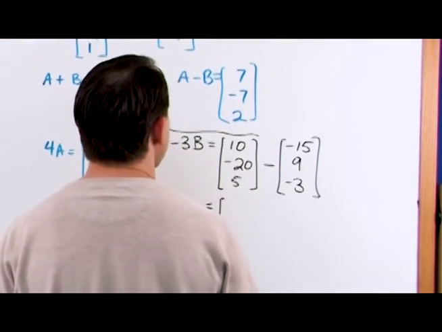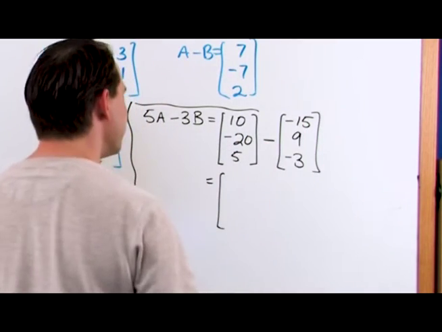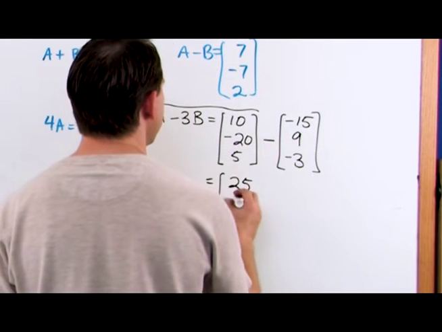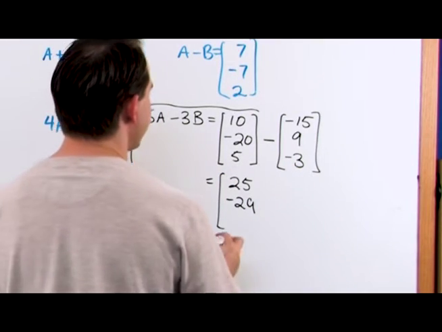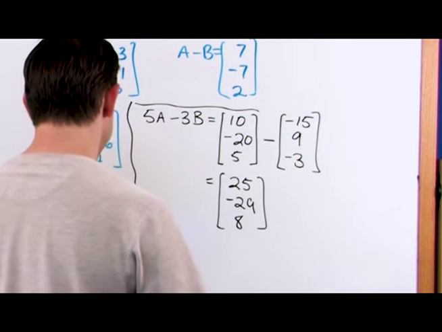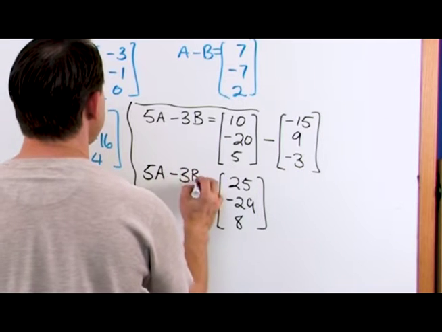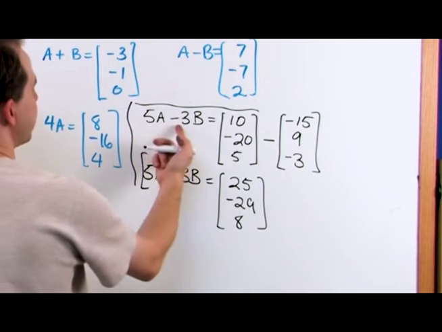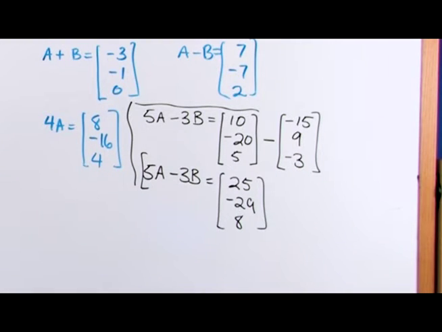Okay? So going element by element, 10 minus negative 15 is the same as 10 plus 15, so that's 25. Negative 20 minus 9 gives me negative 29. And 5 minus the negative 3, add the opposite, 5 plus 3 gives you 8. So 25, negative 29, and 8. That would be the answer if you were trying to do 5A minus 3B. So again, do the multiplication first, and then double check that you can do the subtraction. In order to do that, you have to have the same number of rows and columns, and you just go element by element doing the addition or subtraction as needed.